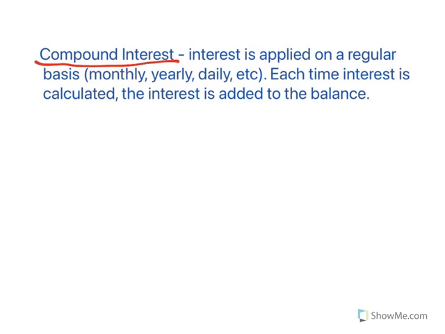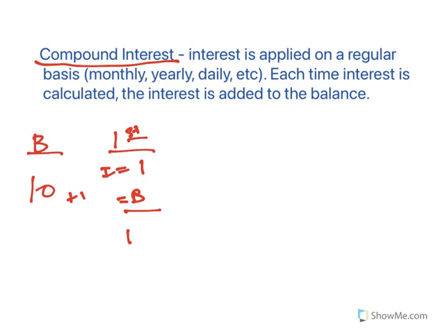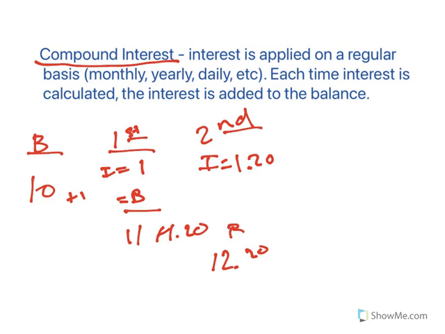And then each time that interest is calculated, we add it to the balance. So maybe our balance starts at $10. And then the first iteration, we have an interest of $1. So we would add that to the balance, and our new balance is $11. On the second occurrence, maybe our interest is $1.20. So we add that, and now our balance is $12.20. So you can see how your interest grows, your balance grows, and it continues. That's the idea of compound interest.